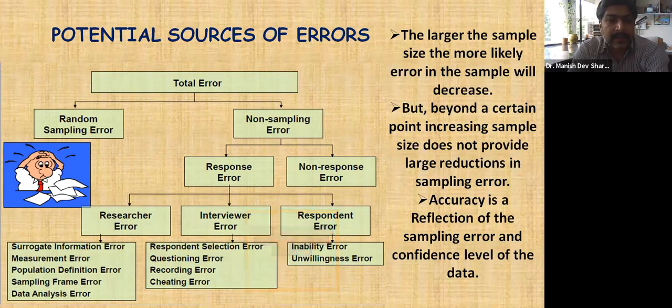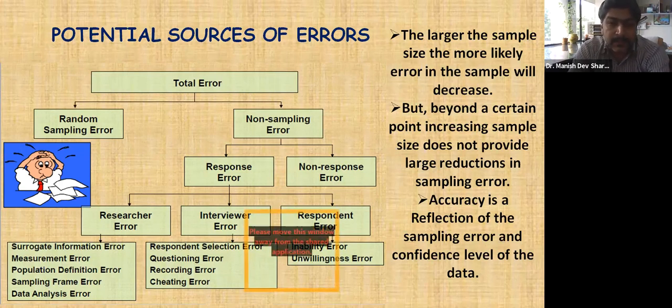Similarly, the other thing is interviewer error. In interviewer error, we get the data from an interviewer questionnaire. When we are gathering the information, the error may be caused at that point. It could be due to questioning, due to recording, or maybe cheating. Similarly, respondent error is inability error. You can say the particular sample from which we are collecting the data is not feeling comfortable or is unwillingly giving you the data.